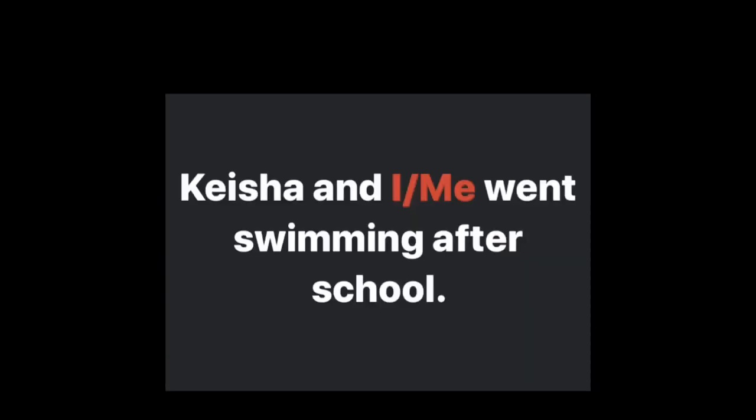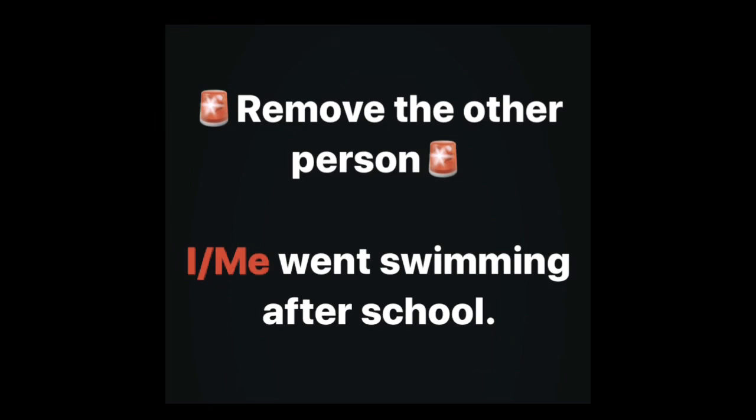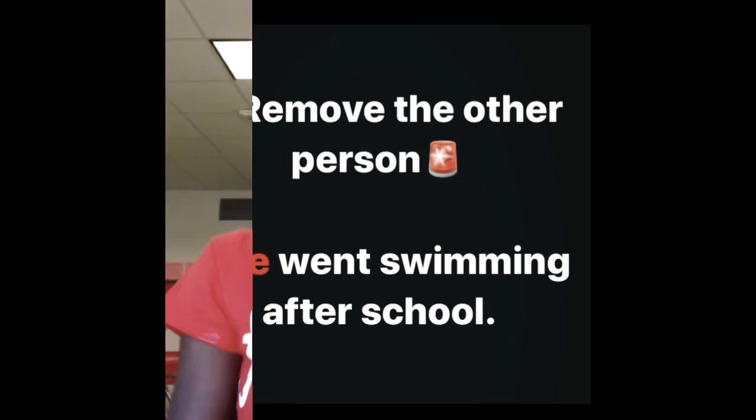Let's look at another example. Keisha and I or me went swimming after school. What do we do next? Remove the other person. I or me went swimming after school. So now I need to say both of those sentences.